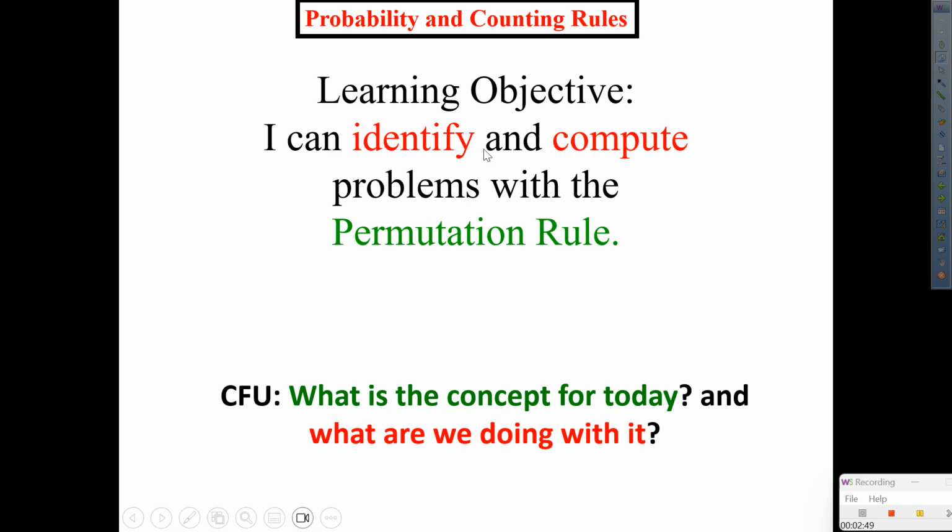So our objective for today: I can identify and compute problems with the permutation rule. Permutation. I'm going to give you a quick definition in a little bit. You don't have to copy it, just so that you understand where we're headed. And my coffee's already kicking in. Plus, I'm trying to save spaces between words. It's going to sound like I'm going faster, which I'm not. Once again, I can identify and compute problems with a permutation rule.